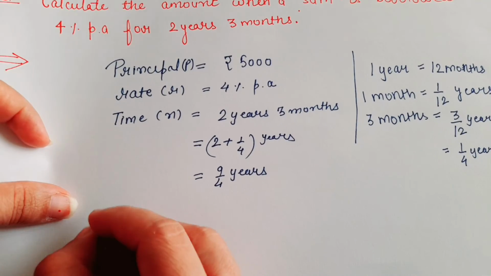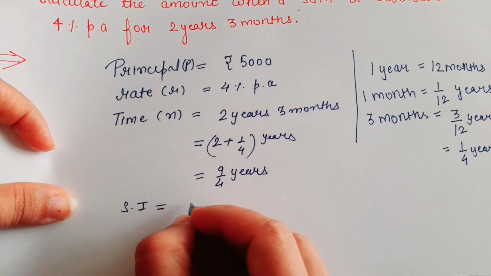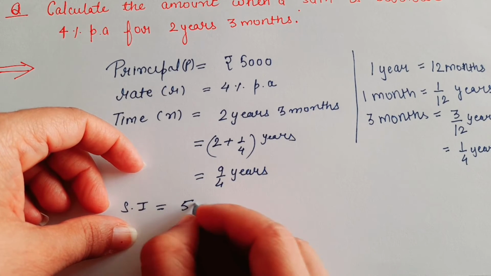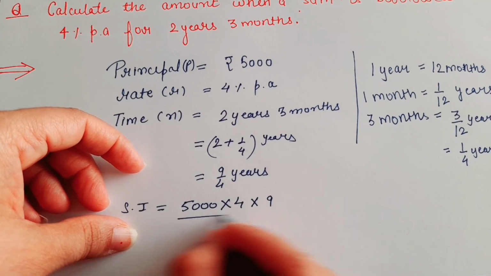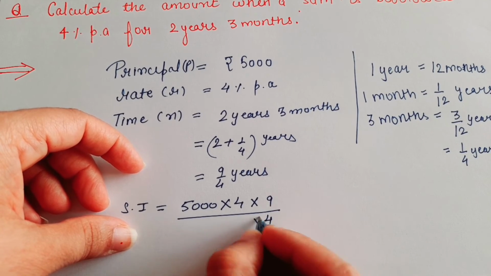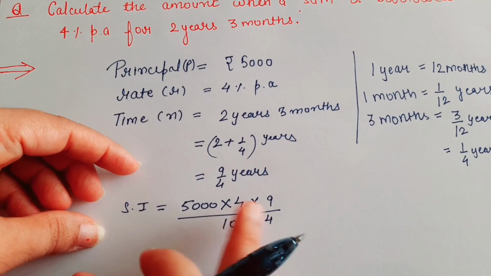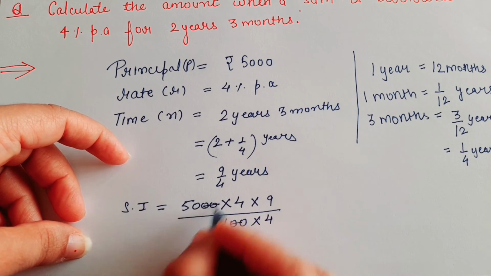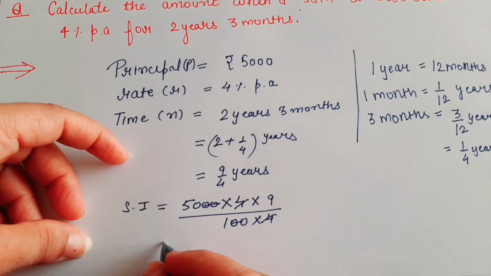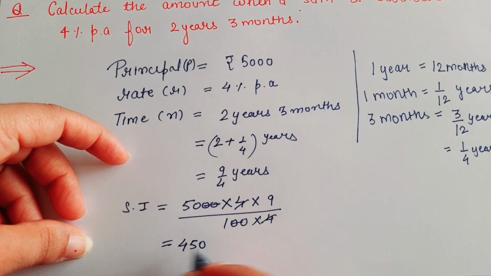Next, what is simple interest? Simple interest is principal into rate into time upon 100. 9 by 4 we will write like this. So we cancel out these, and we get 450 rupees.